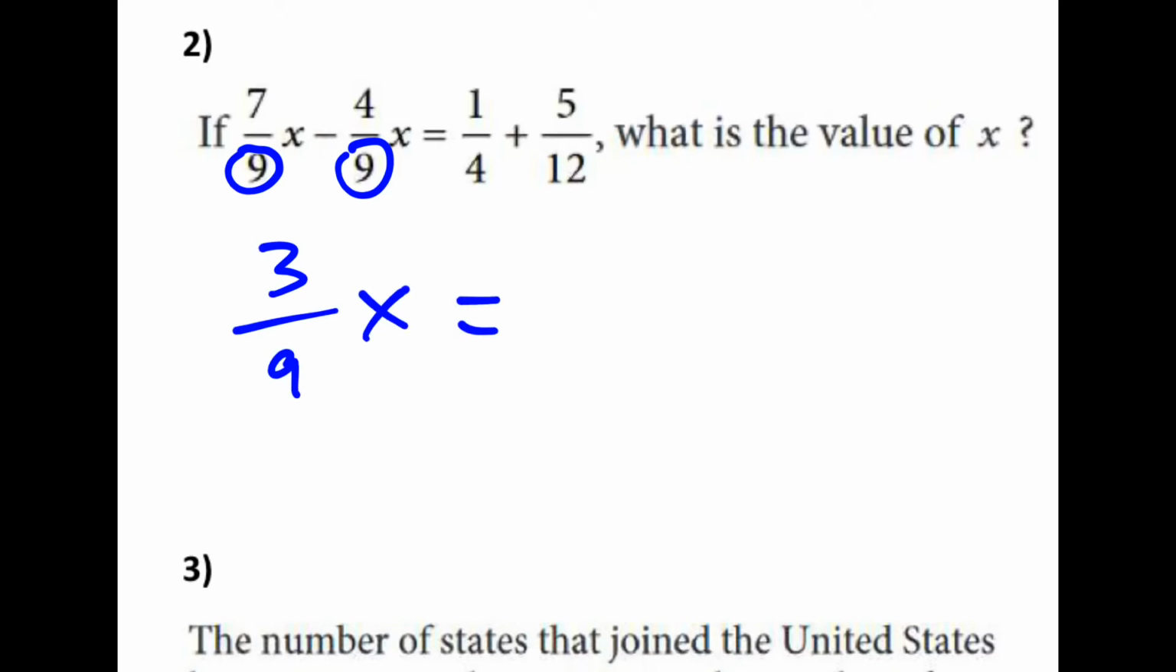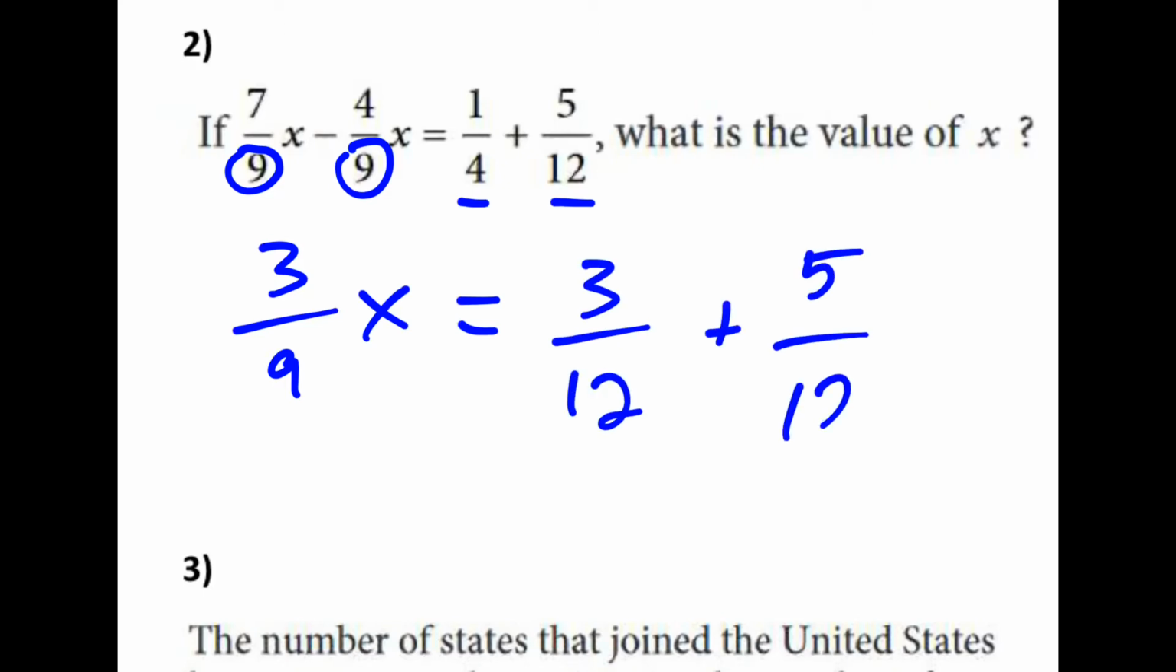On the right, 4 and 12 are different numbers. You might notice that if I multiply 4 by 3, I can get to 12. So a strategy is to change this into twelfths. I tripled the 1 and I tripled the 4. It's the same fraction, just a different look. And now I can add them together because they have the same denominator. So 3 over 9x is equal to 8 over 12.